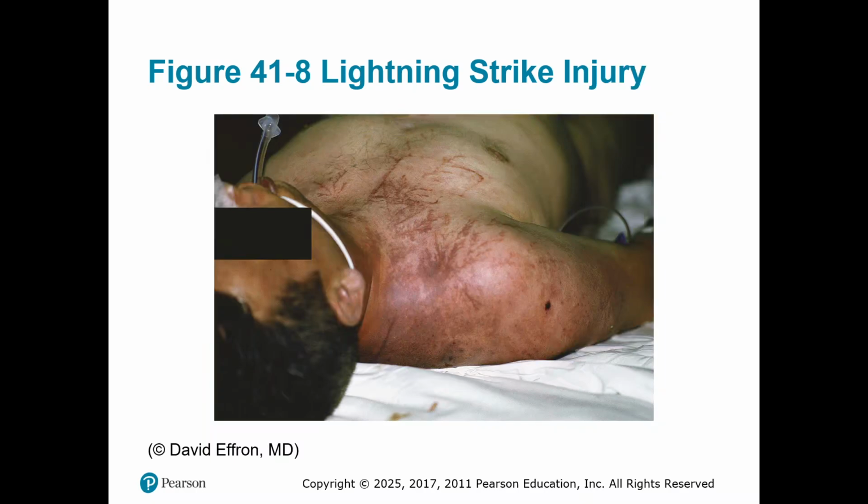Here we have an image of a lightning strike injury. It looks like maybe the entrance is here in the arm.